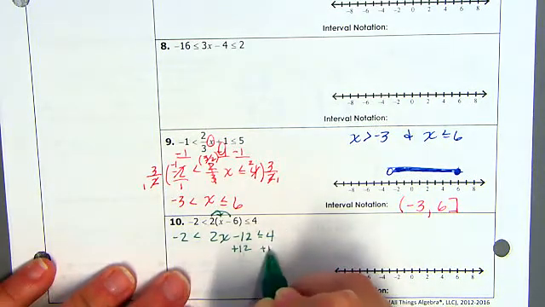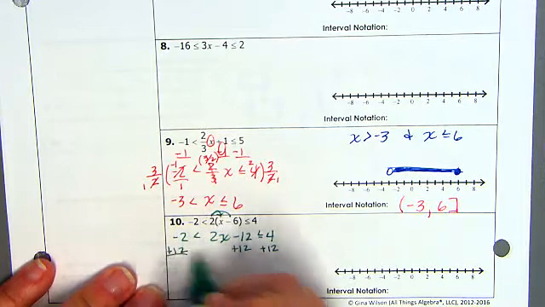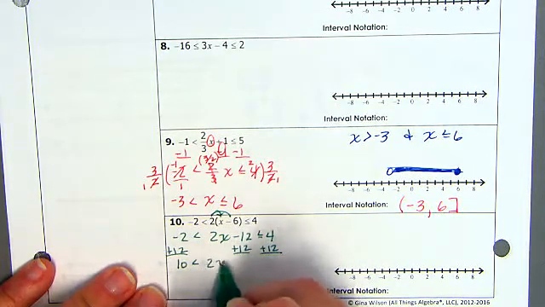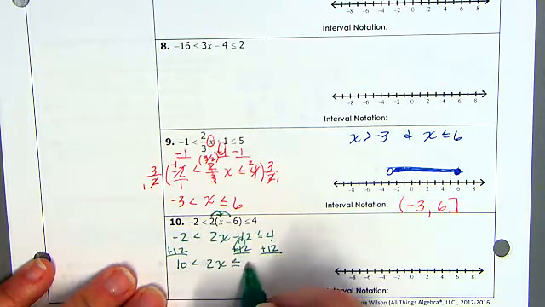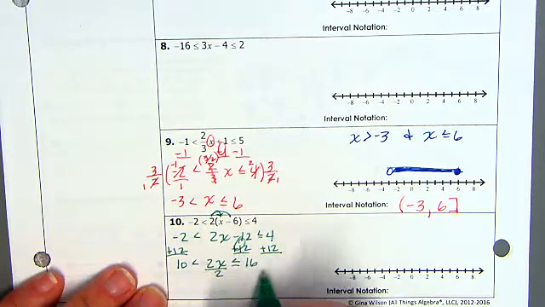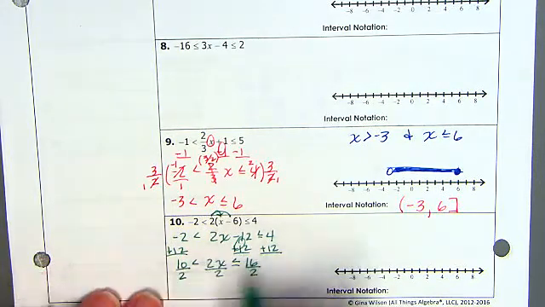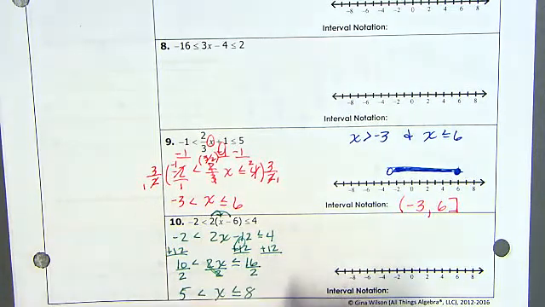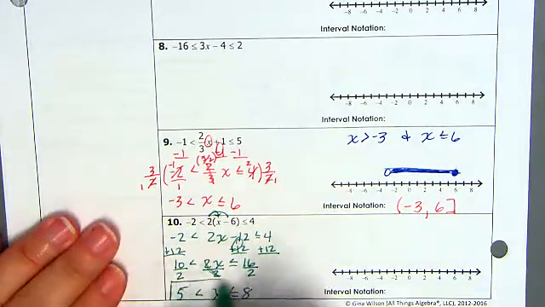So I'm going to add 12 to everything. I have 10 is less than 2x, that zeroes out, is less than or equal to 16. Divide everything by 2, and I get 5 is less than, cancels, x is less than or equal to 8. This is my solution.